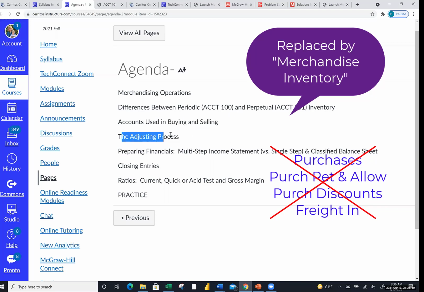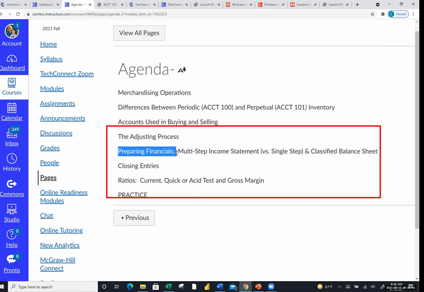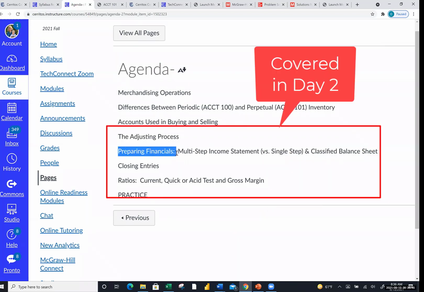The last half of the chapter, we'll talk about the adjusting process, about preparing financials. And let me tell you this, based on this perpetual system, this income statement is actually going to be easier for us because cost of goods sold isn't going to be an account now.